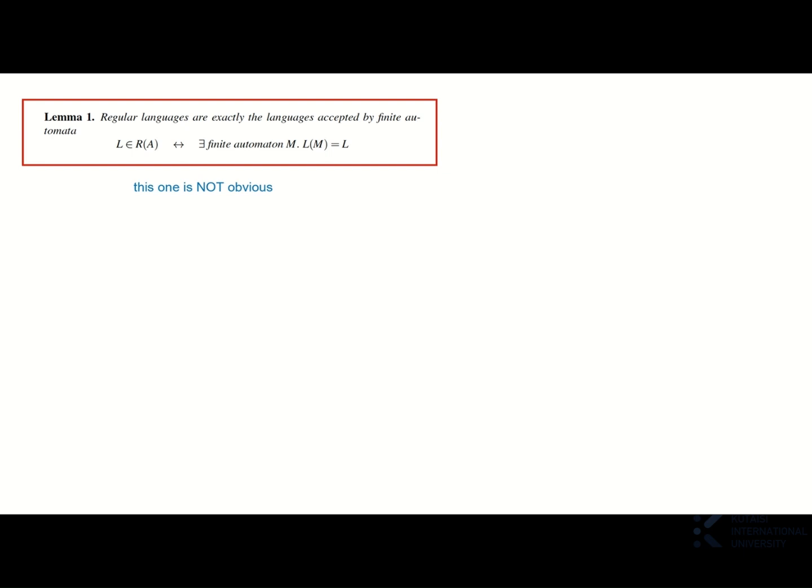So if you have a general DFA, the strings that it accepts are regular. It says Lemma 2, but it's just one side of this. It's the arrow from right to left. If M is a finite automaton, then the language that this automaton accepts is regular. This is what I want to prove.